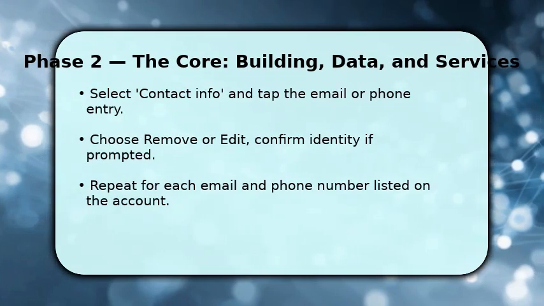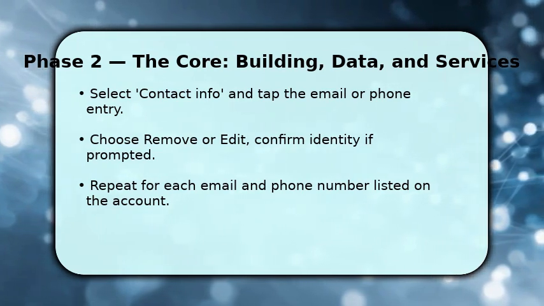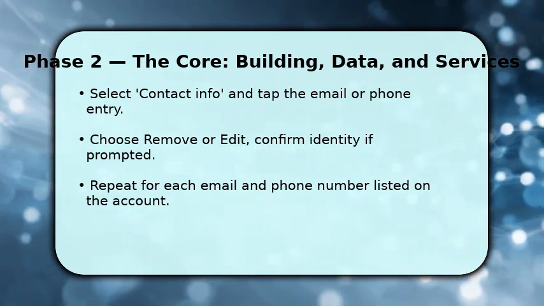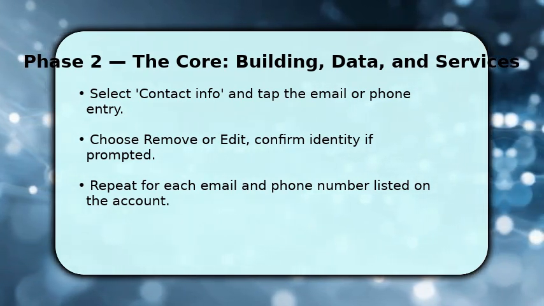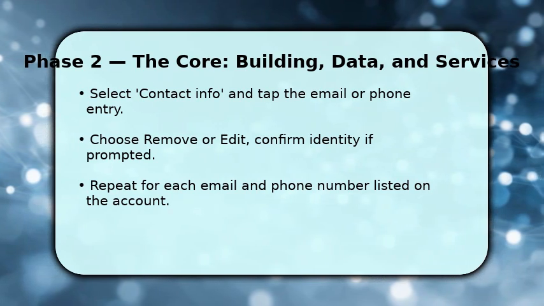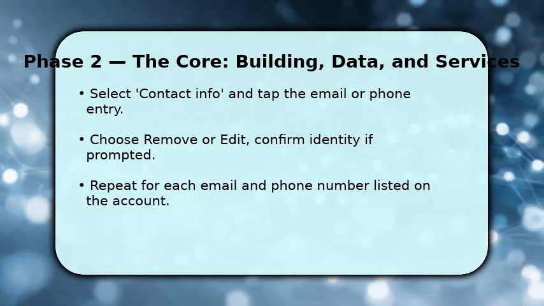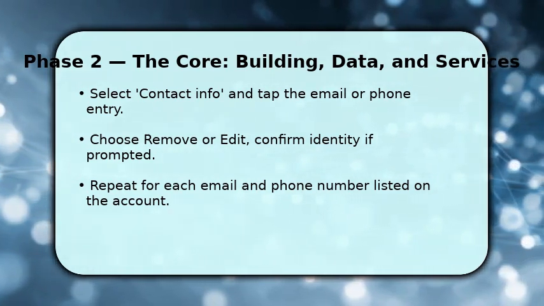Now you remove the specific entries. Tap the email address or phone number, then select Remove or Edit and follow the confirmation prompts. You might be asked to verify the change with your password or a code sent to another contact method. That is standard to prevent unauthorized edits.